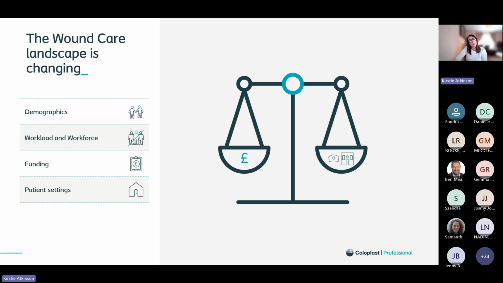And we do know from the Julian Guest data that was published in 2017-2018 that only 6% of what you think is being spent on wound care is actually the products themselves. It's all down to the other factors as well. And we know that the patient setting in order to conduct wound care is changing as well. There's more of a push for it to be done closer to home in the community, which adds additional challenges and pressures as well.